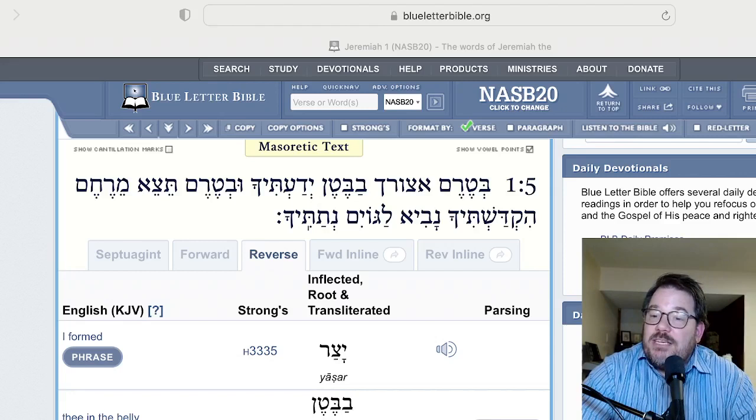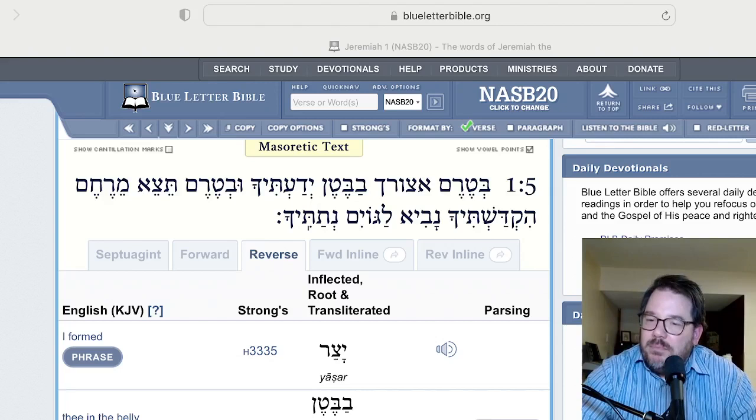This word, Yatzar, if you can't read that, you can just say, well, I know it's number 3335. And he did the same thing for the New Testament. The numbering system isn't perfect. It's actually been replaced by a newer, updated numbering system that's more accurate, but it gets the job done, at least for our purposes here.